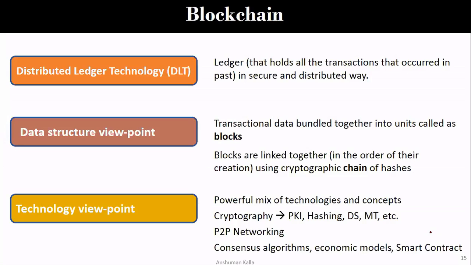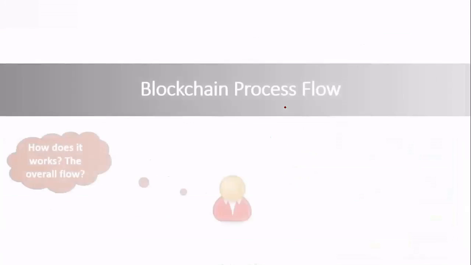So there is no just one way to explain what blockchain is. There are different perspectives using which we can explain what blockchain is, right? So blockchain is a distributed ledger technology. It's a form of distributed ledger technology. There can be other ways to implement distributed ledger technology, so blockchain is one way to implement it. Another viewpoint is the data structure, the way the transactions are bundled together, recorded and chained together. Another viewpoint is a technology viewpoint, where technologies are used and underlie this blockchain.